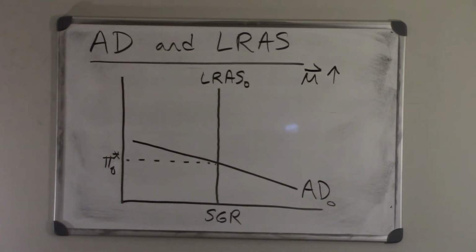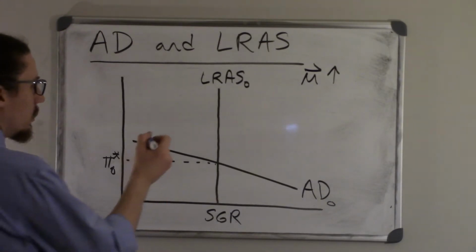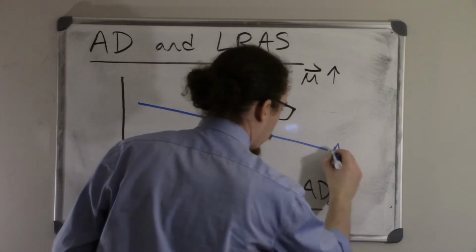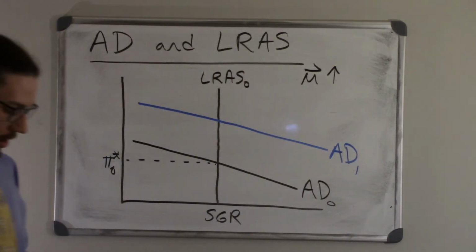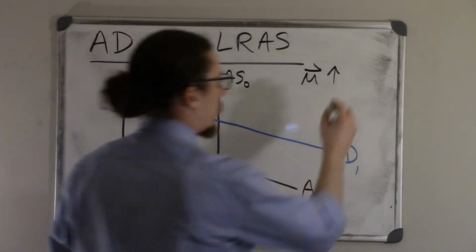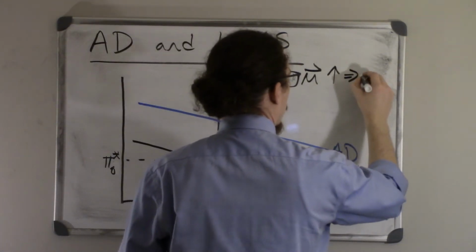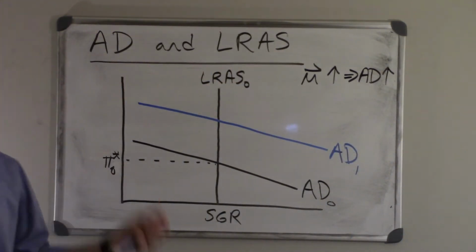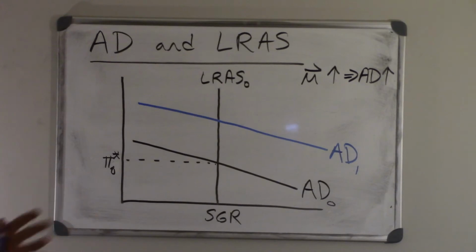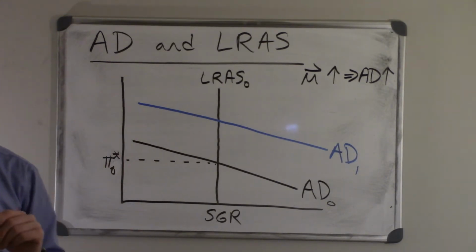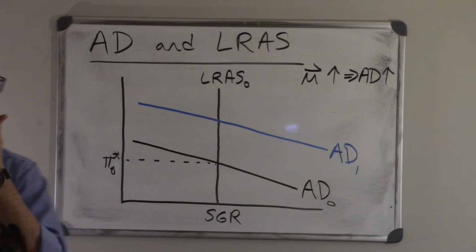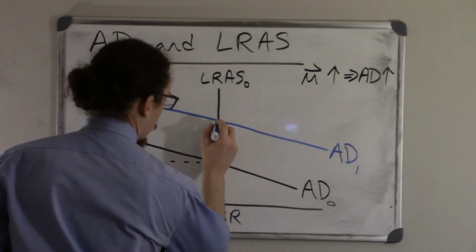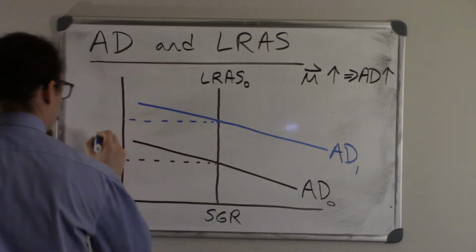So the Federal Reserve creates some more money, and we get a new aggregate demand curve. An increase in the money supply, or the money supply growth rate, is going to lead to an increase in the aggregate demand curve. Just like with our plain old demand curves, whenever we increase aggregate demand, we shift the curve to the right. So we now have a new long-run equilibrium.